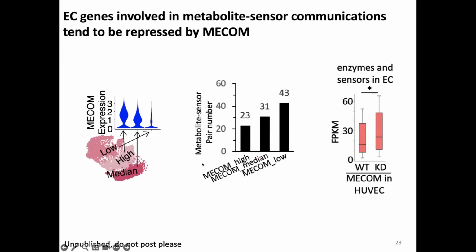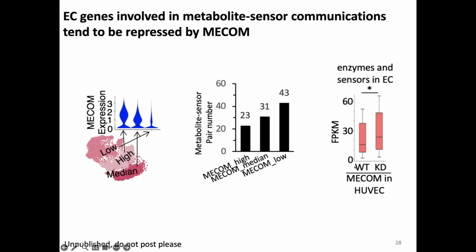Then we further analyzed the number of communications between under-senior cells and the adipocyte cells and other cells in the brown adipose tissues. So we can see that for the under-senior cells with the highest expression of MECON, the number of communications between under-senior cells and the other cells is actually the smallest, while the population with the lowest expression of MECON shows the greatest number of communications between under-senior cells and the other cells.